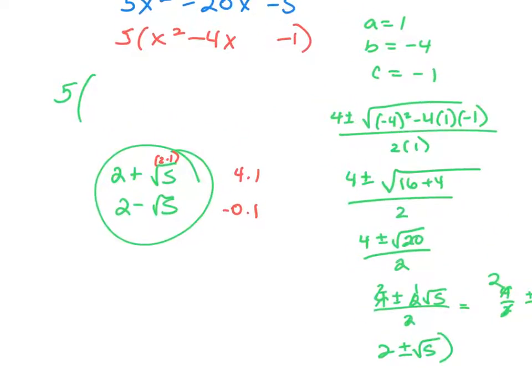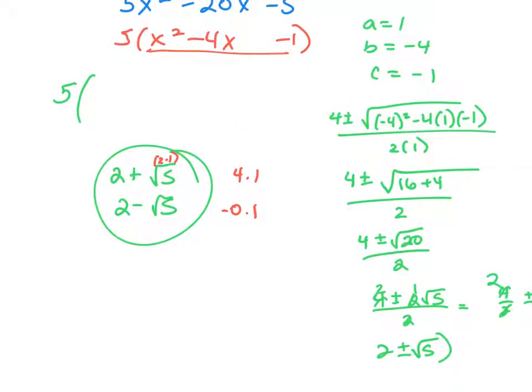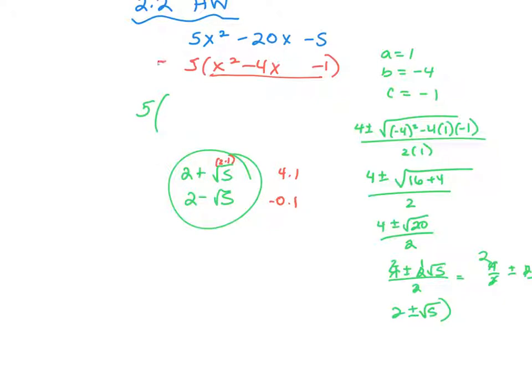Then what do you do with the 5? Because if it's a 0 and you're setting this equal to 0, you could divide or multiply both sides by 5 to get rid of it. It's going to go away.